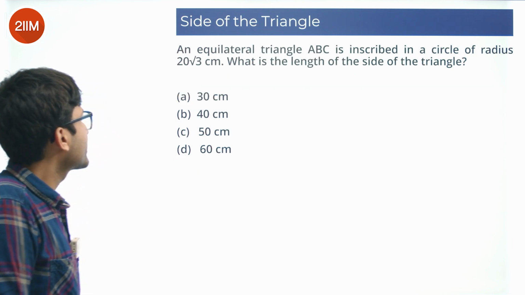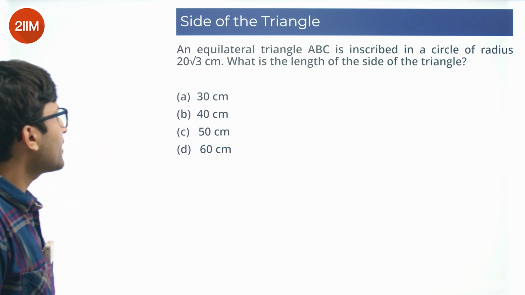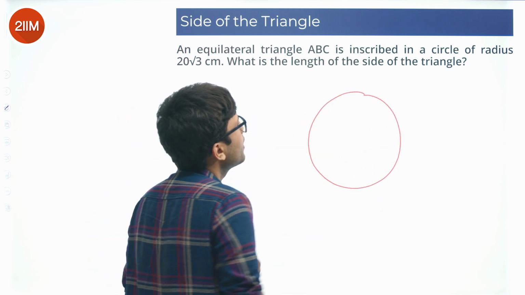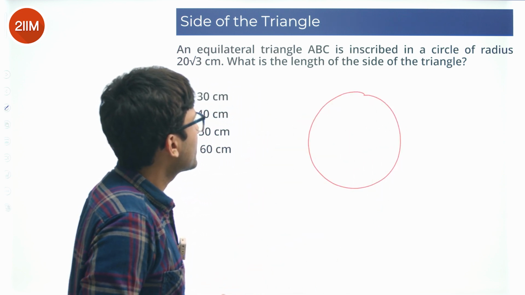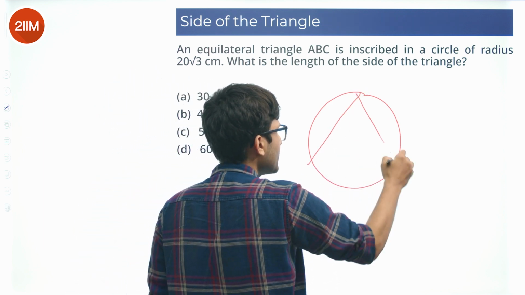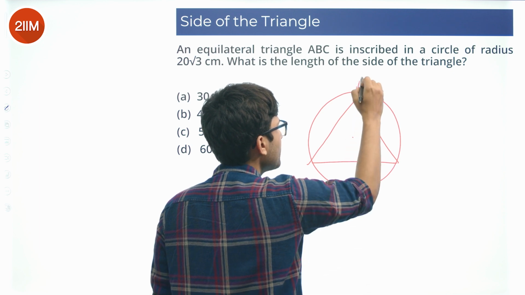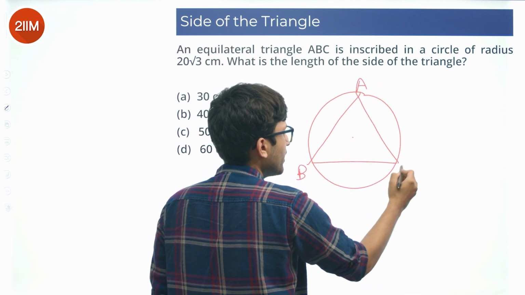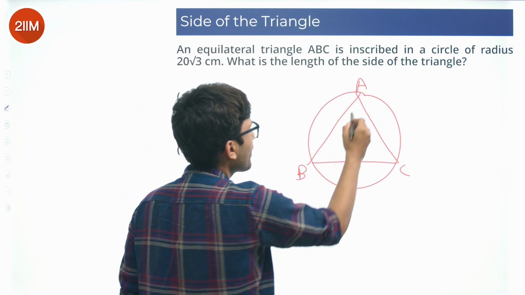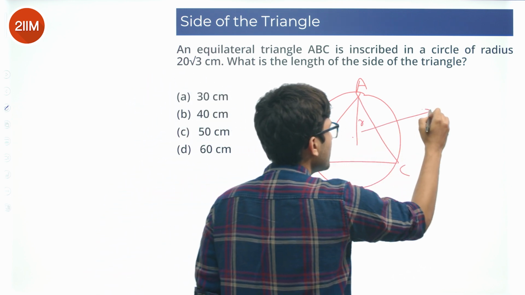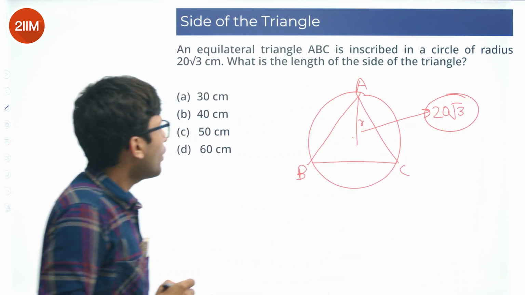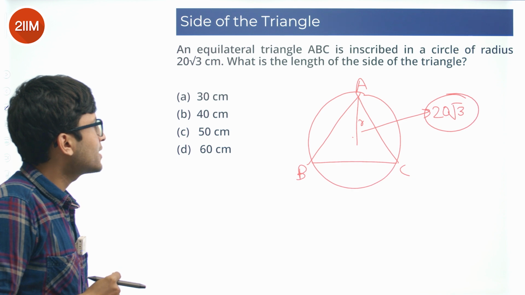Let's try the next one. Find the side of the triangle. An equilateral triangle ABC is inscribed in a circle of radius r equal to 20 root 3. This is my radius. What is the length of the side of the triangle?